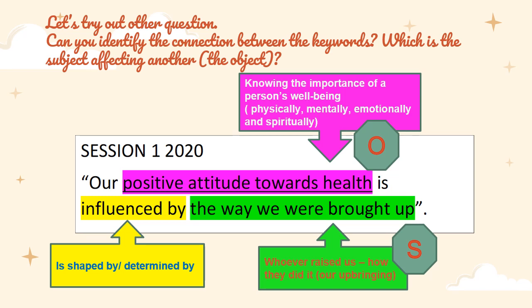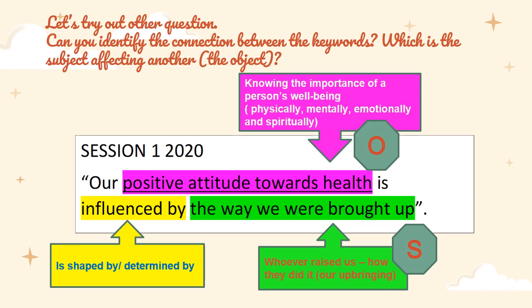Yes, that's about it. So when you get the question, you talk to yourself this way: which is the subject, which is the object. You ask yourself so that you are clear what the task wants. The connection between the keywords here must be shown throughout the essay.